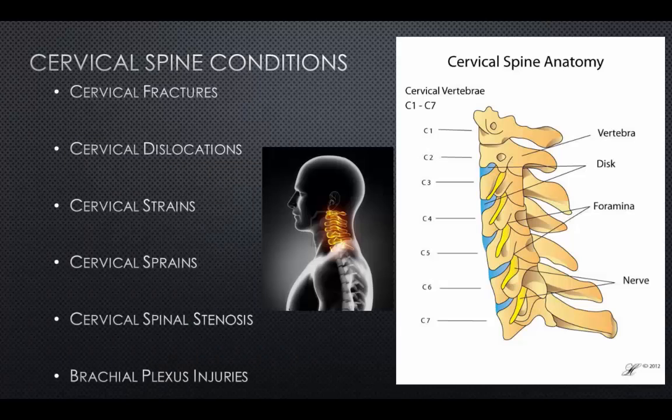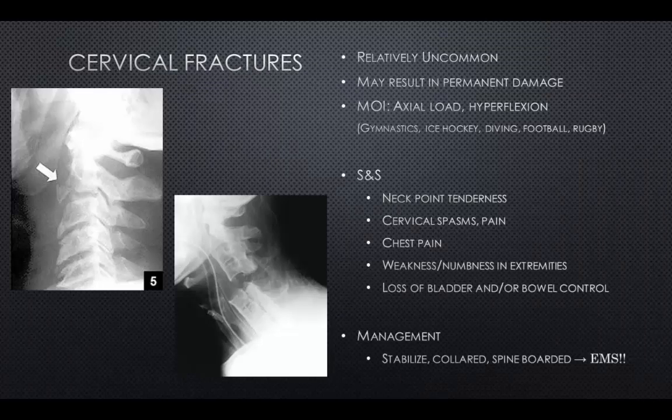Common cervical spine conditions include cervical fractures, cervical dislocations, cervical strains, cervical sprains, cervical spinal stenosis, and brachial plexus injuries. All will be discussed further. Cervical fractures are relatively uncommon, but when they occur, they may result in permanent damage. The most common mechanism of injury is either from an axial load or hyperflexion, which occurs frequently in gymnastics during tumbling and aerial routines, ice hockey when the head is flexed and then driven into the boards surrounding the ice when a player is checked, diving, especially if the water is too shallow for a dive, football, or rugby with either axial loading or head flexed tackling.